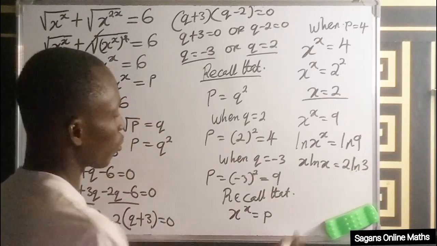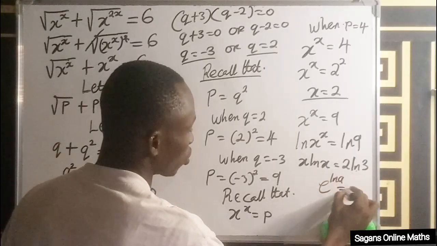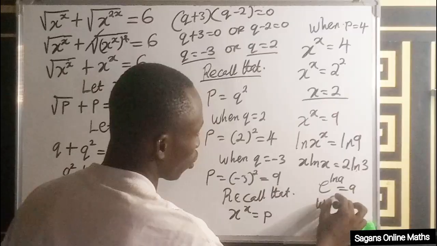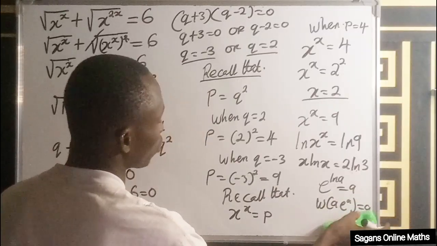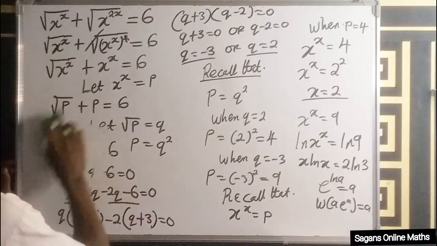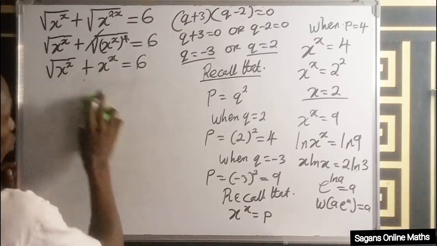Now, there are properties that you have to obey: e raised to the power of ln a is equal to a, and the Lambert W function of a multiplied by e to the a is equal to a. These are the properties we are going to use, so that you can find this question very interesting. Without those properties, you find it difficult to solve that question.